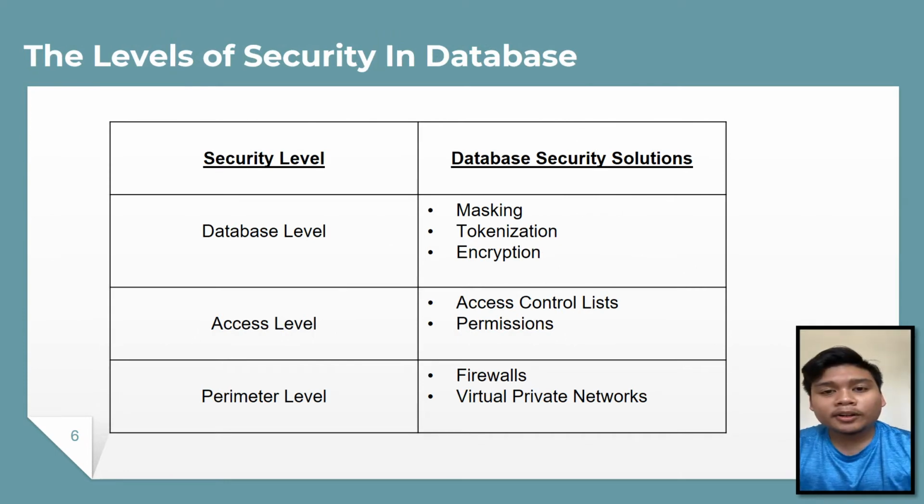In database security, there are three levels of security. The first level is the database level. At this level, there are three types of security solutions: first is masking, second is tokenization, and third is encryption. The second level of database security is the access level. At this access level, there are two types of security solutions: access control lists and permissions. And lastly, the third level of database security is the perimeter level. At this perimeter level, there are also two types of security solutions, that is firewalls and VPN, virtual private networks.